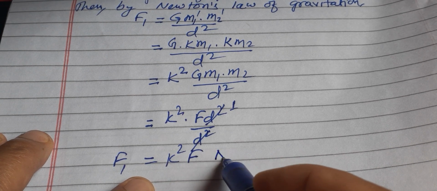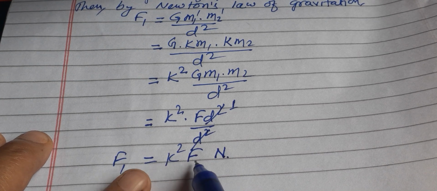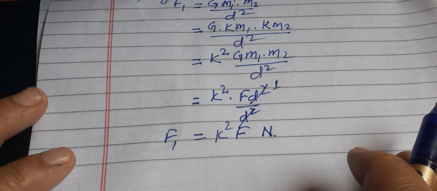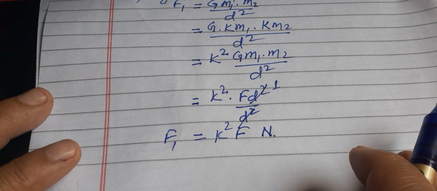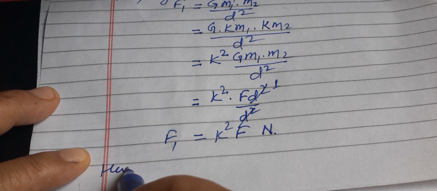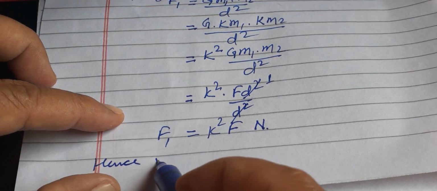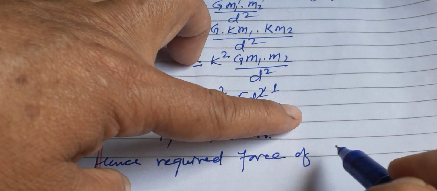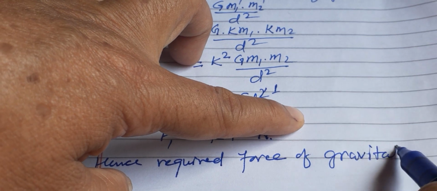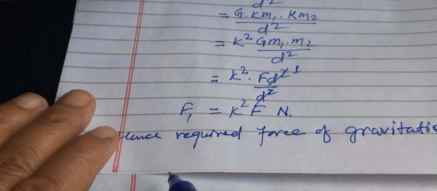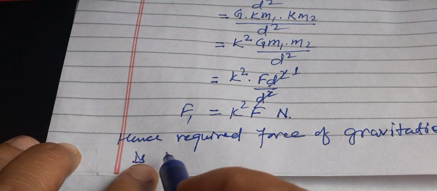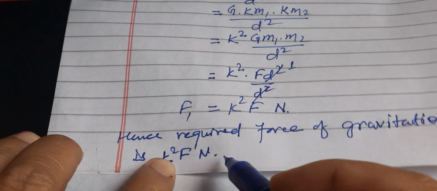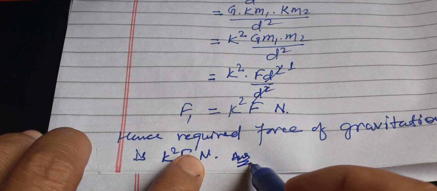The unit of force is Newton, so we write k square times F. So what we see here is that the force of gravitation changes by k square times F. Hence the required force of gravitation is k square times F Newton. Okay, this is the final answer.